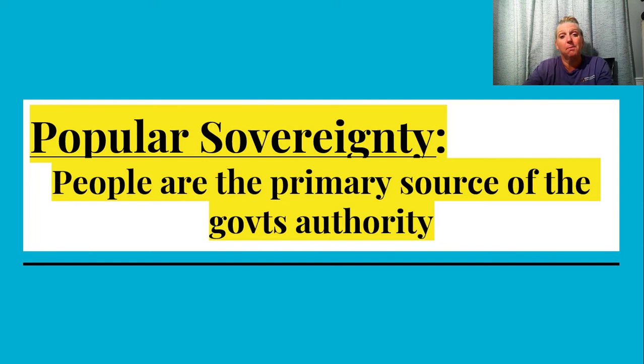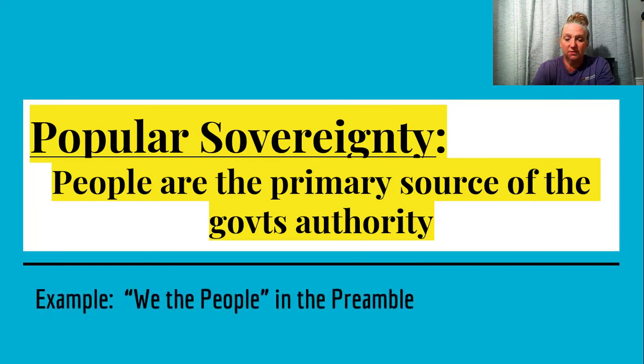So when we talk about popular sovereignty, we're saying that our government, the Constitution, has a system in which the people, the citizens, are the primary source of government's authority. What does government get to do? We, the people, will inform the government what we want them to do. And the greatest example of that is the first 3 words of the Constitution, we, the people, in the preamble.